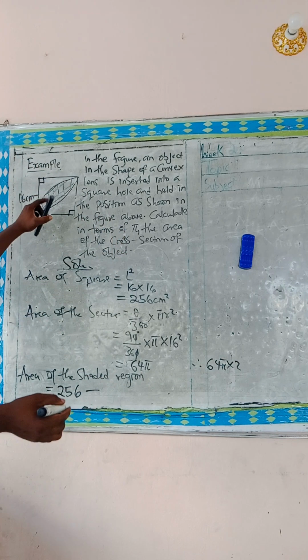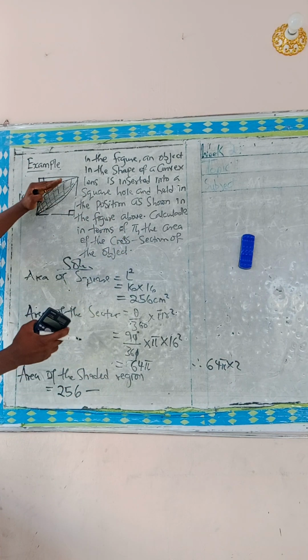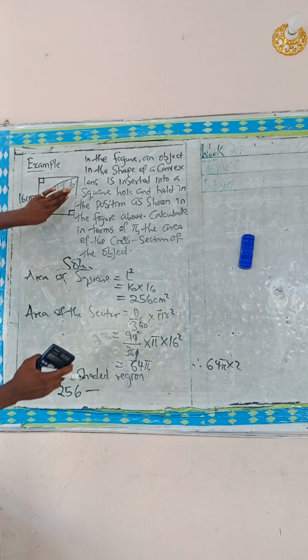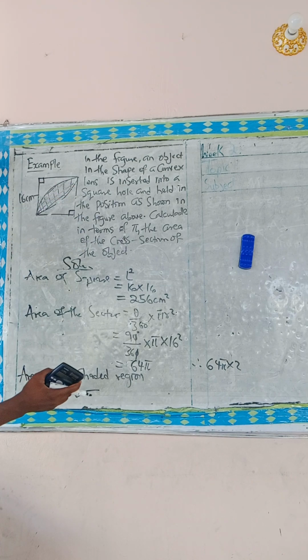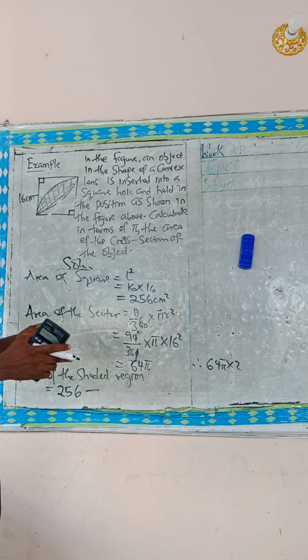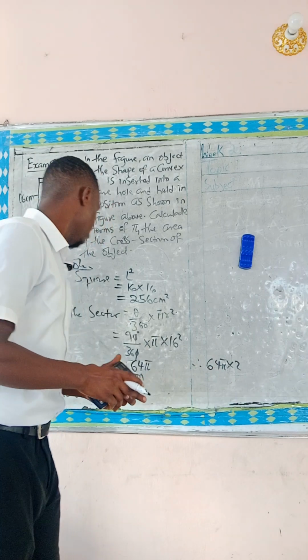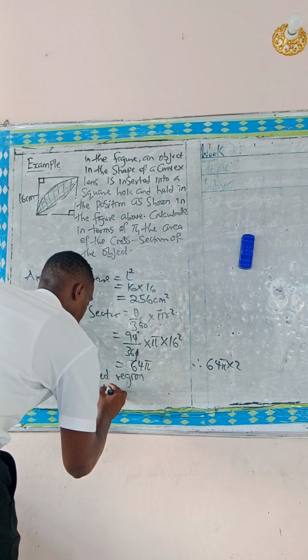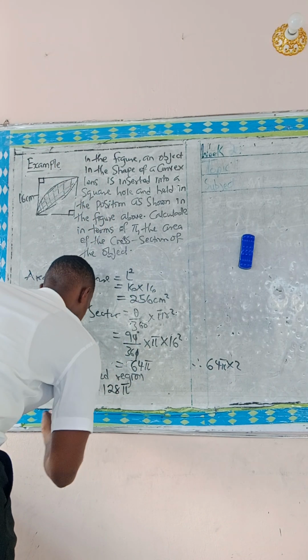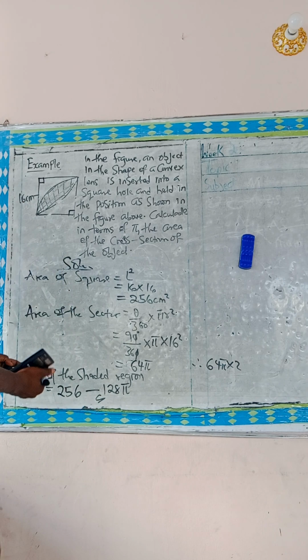Because I earlier told you that we have to calculate the area of this sector and the area of this sector. These are two sectors that are identical. That's why I say multiply by 2. The final answer will give you 128 pi. And you can represent this like this.